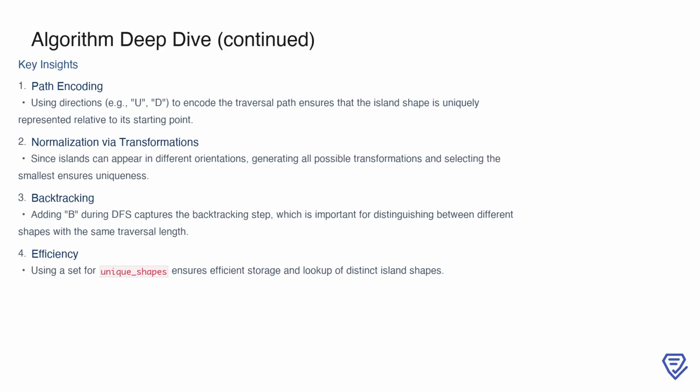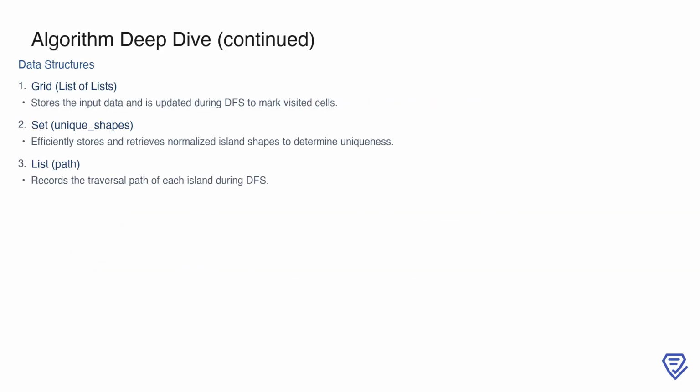Lastly, using a set to store these normalized shapes ensures that the algorithm efficiently tracks uniqueness while avoiding redundant computations. The algorithm relies on three primary data structures. The first is the grid itself, which is represented as a list of lists. This grid not only holds the input data but is also updated during the DFS to mark cells as visited, preventing duplicate exploration. The second key data structure is the unique_shapes set. This set is used to store the normalized traversal paths of islands, ensuring efficient lookup and storage of distinct shapes.